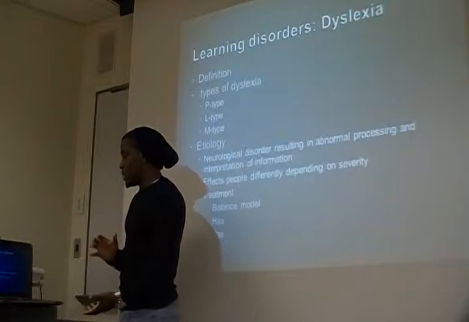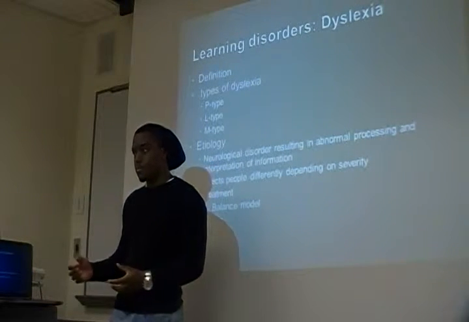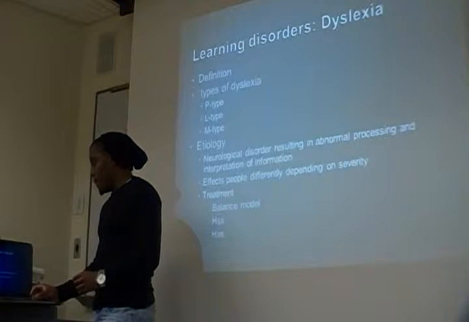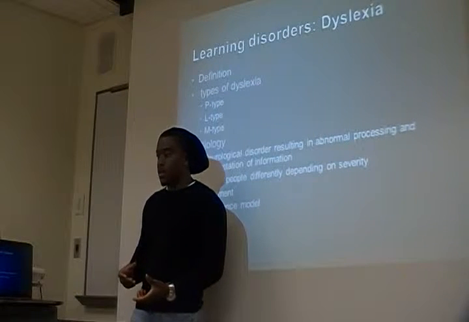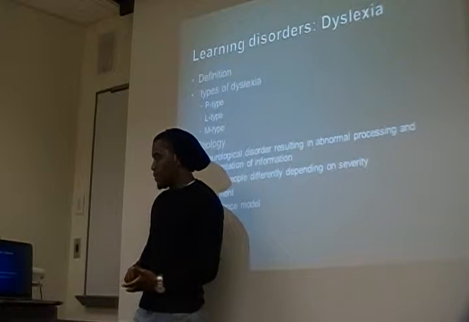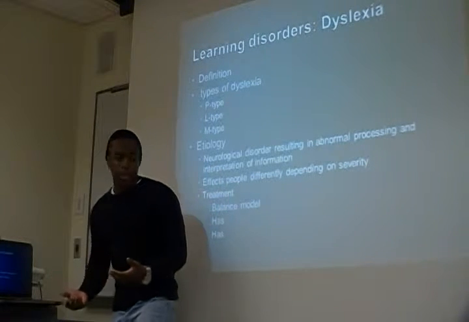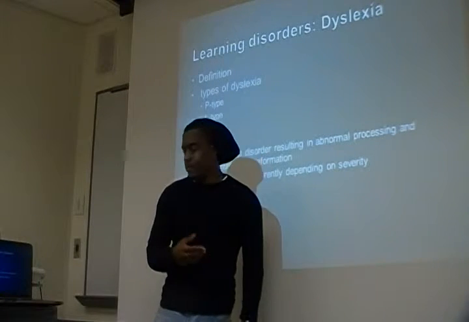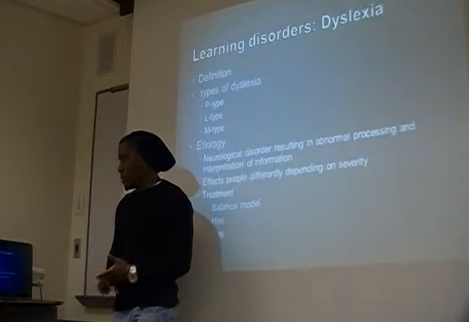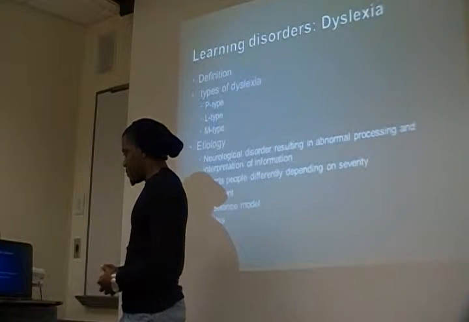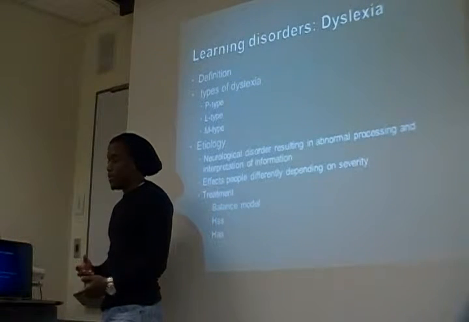So, now, dyslexia is like reading and language. There's several types. There's P-type, there's L-type, and there's M-type. P-type dyslexia is, I believe, perception, and it's basically the way the person sees it. Like, I'm going to use the markers in a second. And then L-type is linguistic, so the way the person, I guess, sees the language, and then M-type is a combination of both.